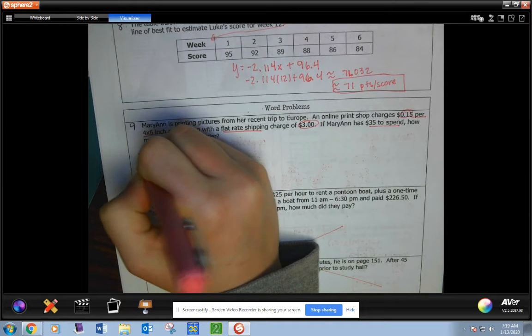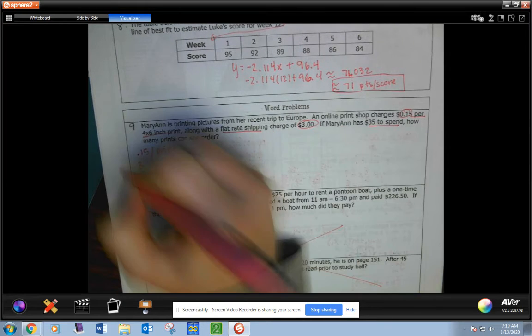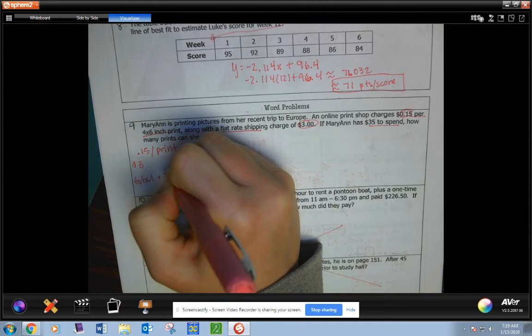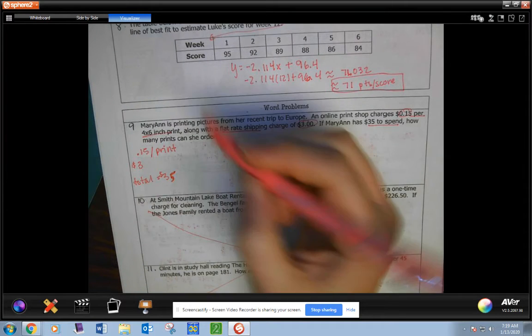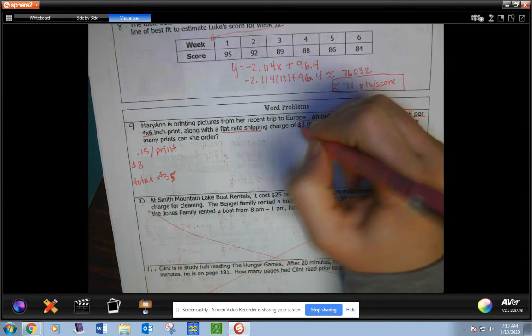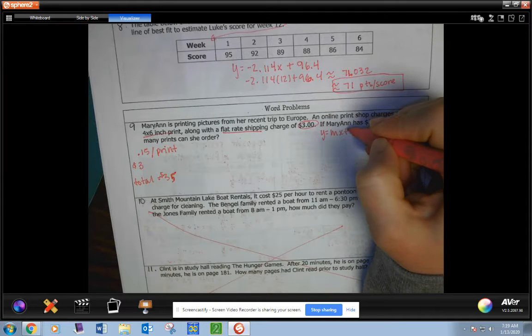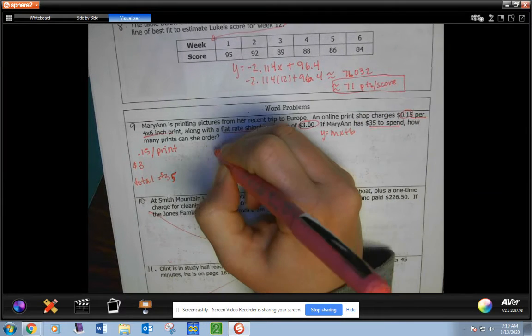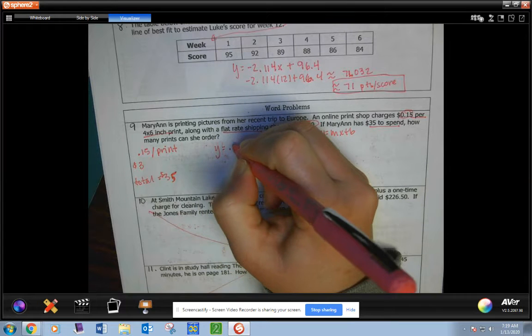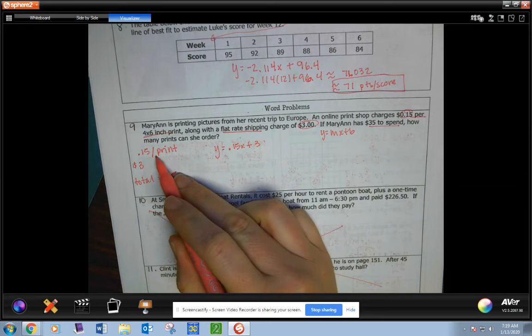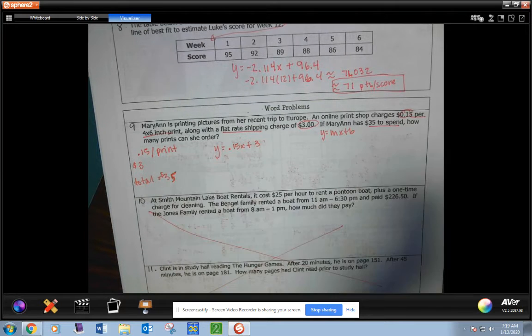It's $3 no matter what, and she has a total of 35 bucks. Okay, so this is going to be y equals mx plus b because they give me a rate of change and they give me a starting spot. So all I got to do is plug in my formula, 0.15x plus 3, because the x goes with how much it costs per item.